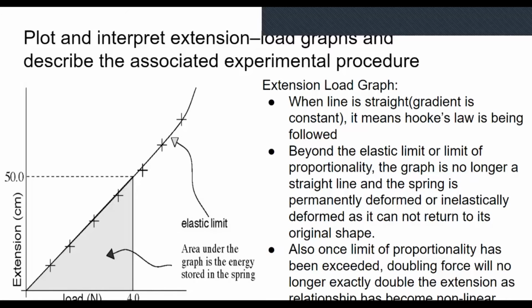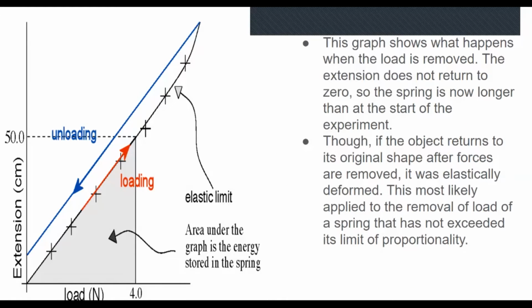This is an extension load graph here, which shows elastic limit or limit of proportionality, and where it follows Hooke's law. When the line is straight, gradient is constant, it means Hooke's law is being followed. Beyond the elastic limit or limit of proportionality, the graph is no longer a straight line, and the spring is permanently deformed or inelastically deformed, as it cannot return to its original shape. Also, once the limit of proportionality has been exceeded, doubling force will no longer exactly double the extension, as the relationship has become non-linear.